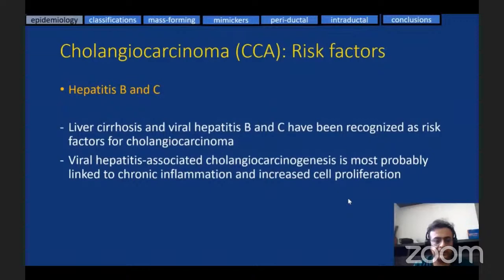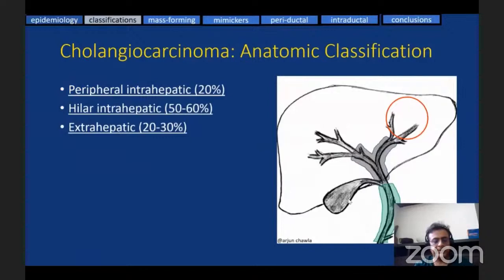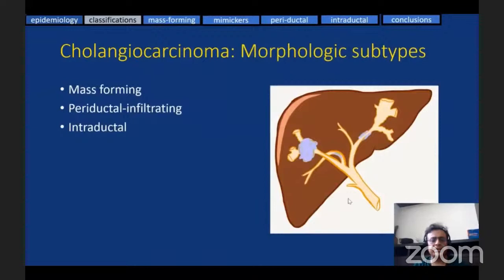Coming to the anatomical classification, cholangiocarcinoma can be divided into peripheral intrahepatic cholangiocarcinoma, hilar cholangiocarcinoma extending from the insertion of the cystic duct to the second order bile duct, and then extrahepatic cholangiocarcinoma, as shown in this illustration. More important for us is to know the morphological classification of cholangiocarcinoma.